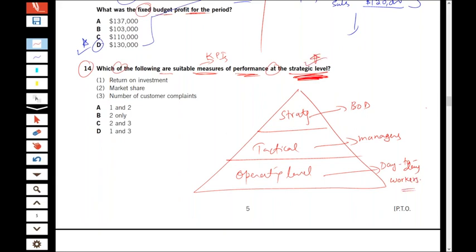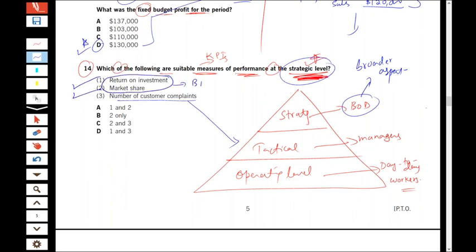So strategic level, yes, because strategic level like board of directors are concerned with the broader aspects. And board of directors would not be interested in the number of complaints. That is a matter to deal with the tactical level. Yes, market share and the return on investment are the broader pictures. These are the big picture of the organization. Because dealing with the complaints is the responsibility of the managers. It is not the responsibility of the board of directors. So number one and number two, A, is the correct option. Okay, that's very good.